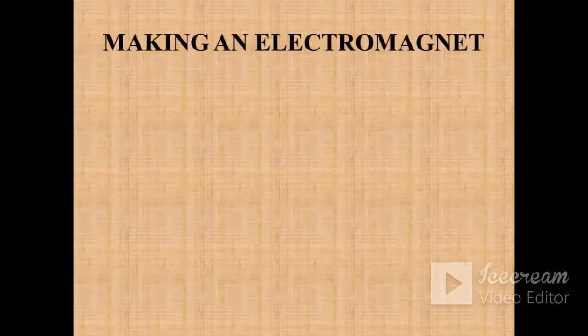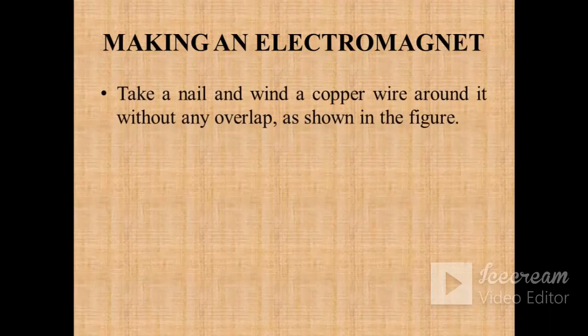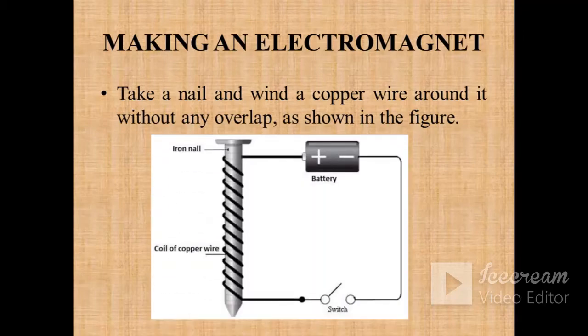Now how can we make an electromagnet? Generally electromagnets are made in two shapes, a bar shaped and a U-shaped horseshoe magnet. For that, you can take a nail and wind a copper wire around it without any overlap, as shown in the figure. So you can take an iron nail and wind the copper wire on it and it should not overlap.